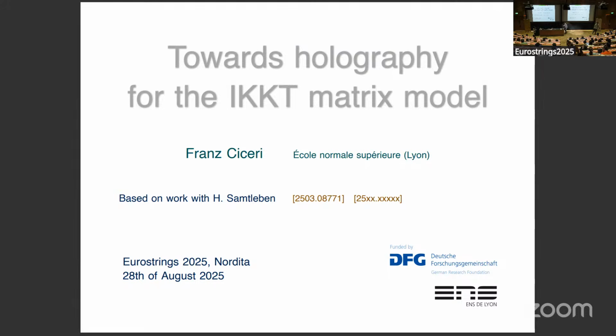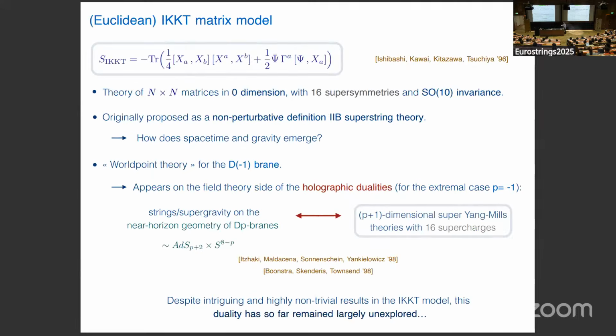Yeah, so hi everyone. First of all, let me thank the organizers for this nice conference and for giving me the opportunity to present my recent work in collaboration with Henning Samtleben about this IKKT matrix model. So this model, as the name suggests, is a series of N by N matrices, SU(N) matrices in 0 space-time dimensions with 16 supersymmetries and SO(10) invariance.